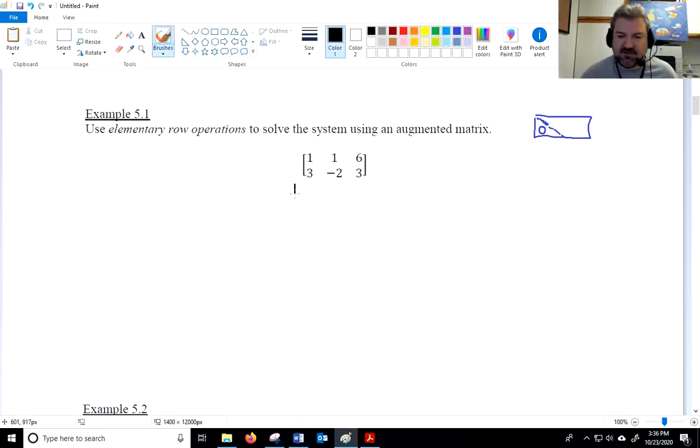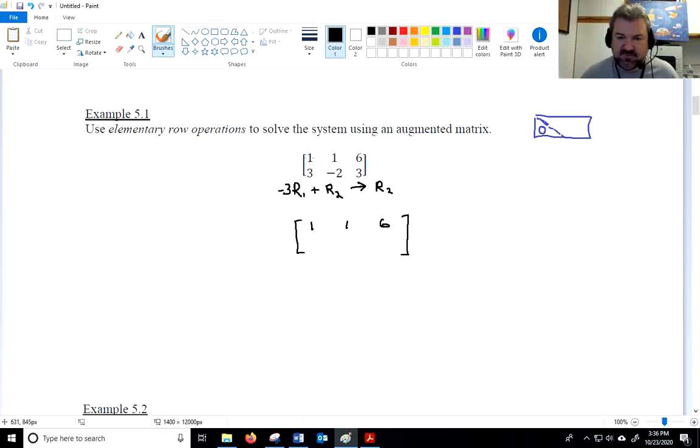I'm going to take row 1. I'm going to multiply it by a negative 3. I'm going to add it to row 2, and I'm going to store the result of that addition into row 2. So notice that row 1 is not changing: 1, 1, 6.